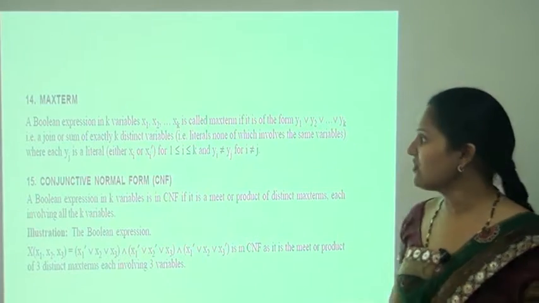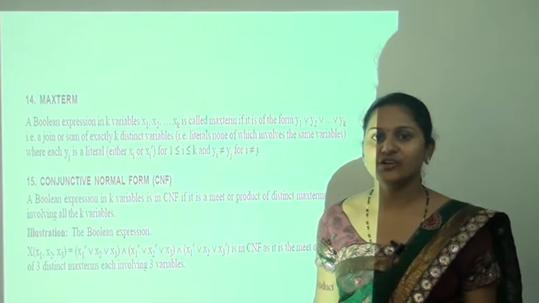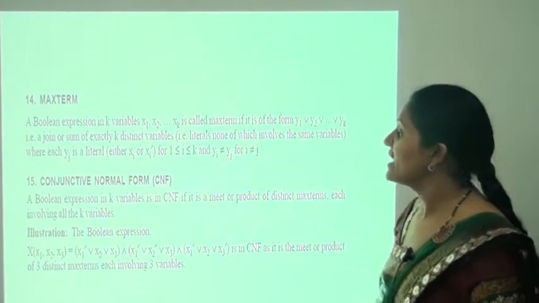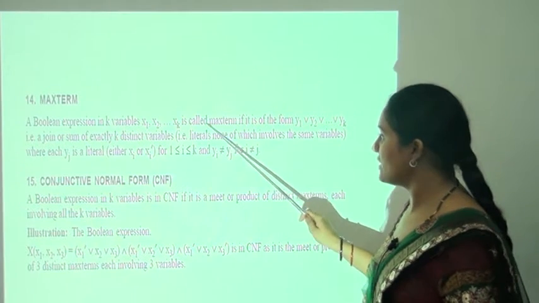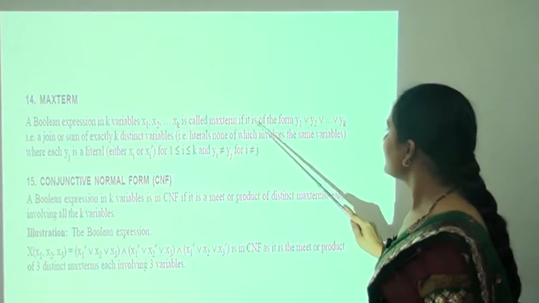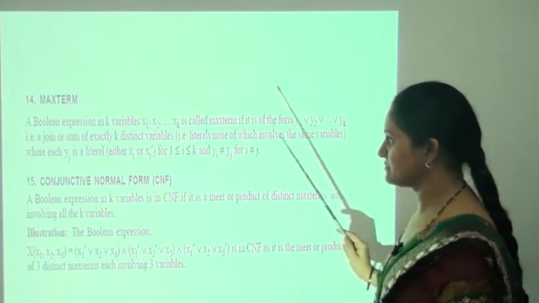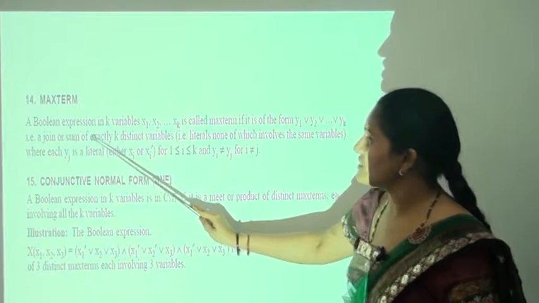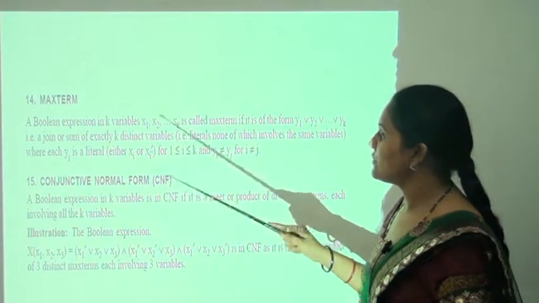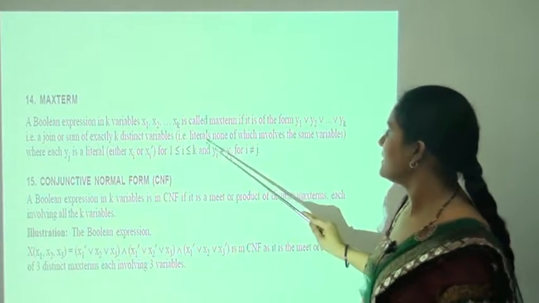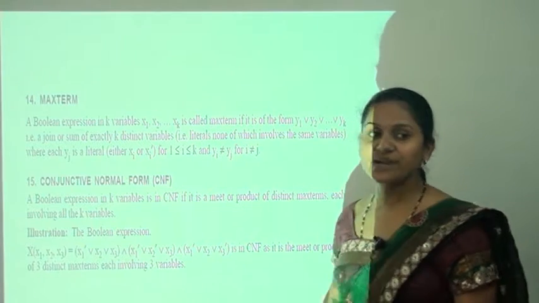Now for the max term. Till now we have discussed the min term. Now for the max term. What is a max term? A Boolean expression in k variables x1 to xk is called a maxterm if it is of the form y1 join y2 join yk, that is, a sum of exactly k distinct literals, none of which is repeated.